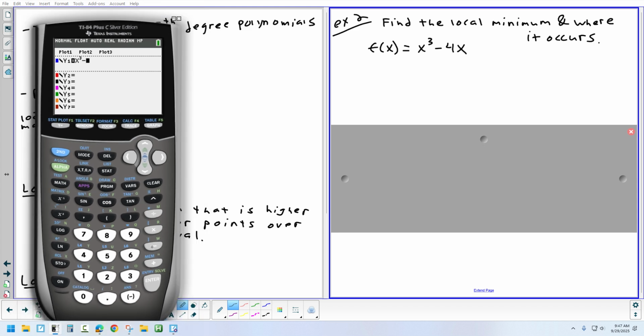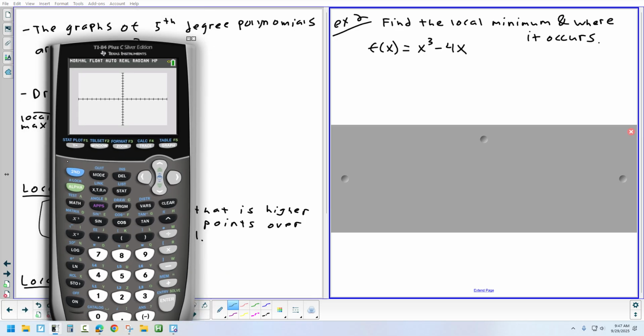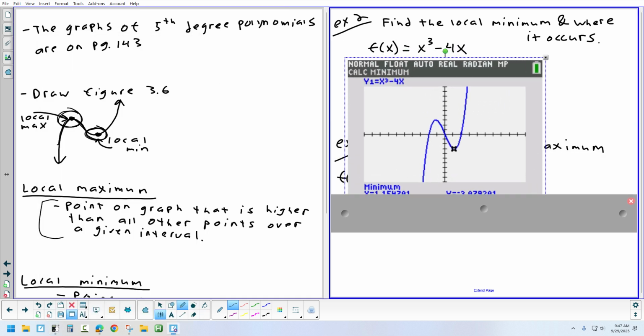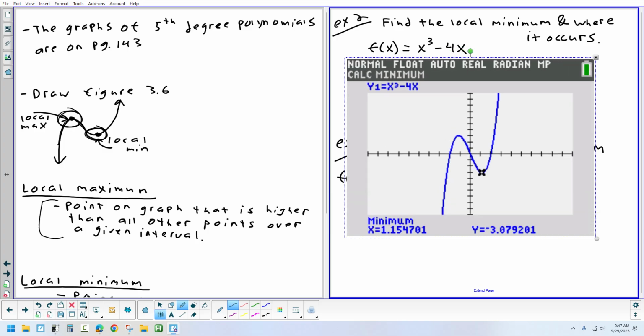So x cubed minus 4x. So we'll graph it. Okay, it says find the local minimum. In this case, there is only one. Second calc, minimum. And I think we did minimums and maximums last week or the week before. Okay. So that tells you everything you need to know. What is the local minimum and where does it occur? Okay.